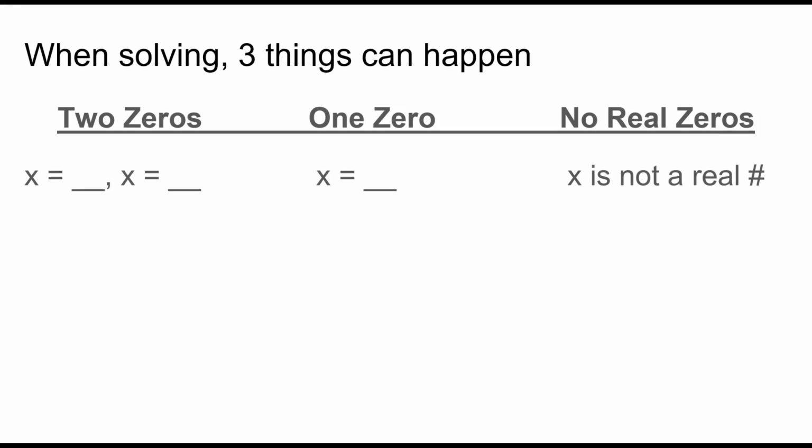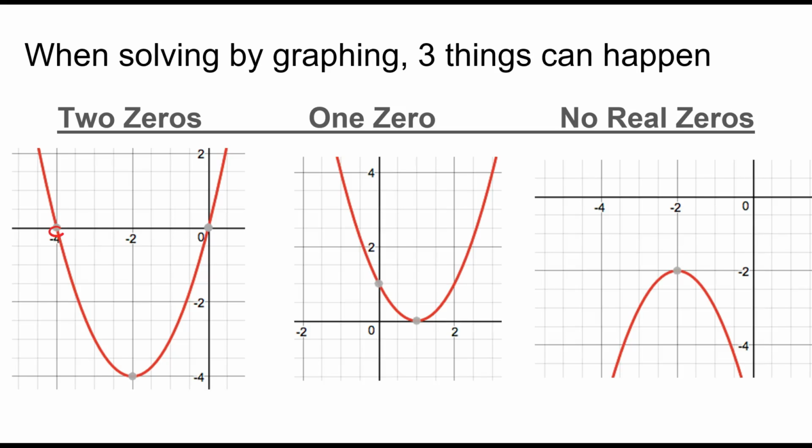When you solve it algebraically, three things can happen. You could end up with 2 zeros, 1 zero, or no real zeros. What that looks like on a graph is 2 zeros, 2 places it hits the x-axis, 1 zero, 1 place it hits the x-axis, and no zeros where it's not hitting the x-axis at all.